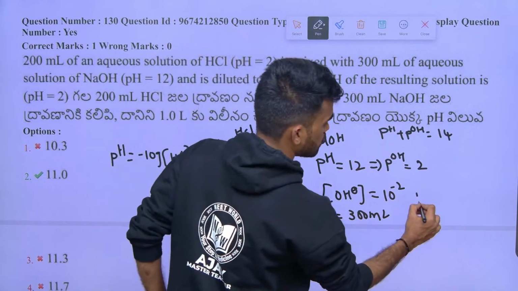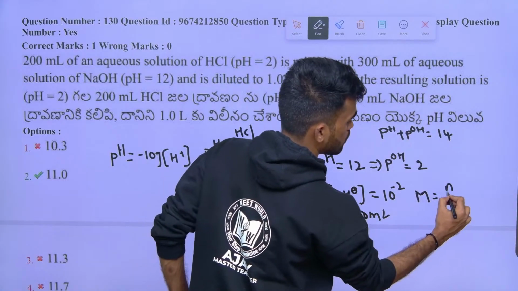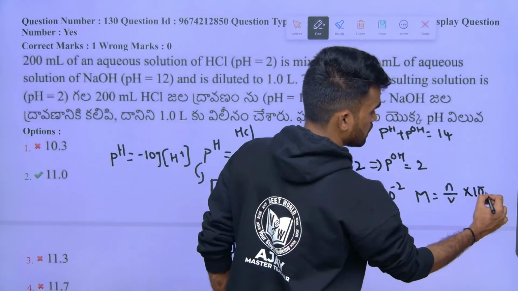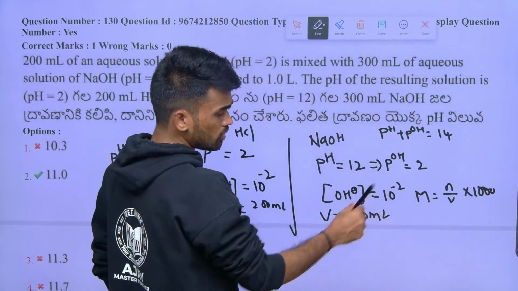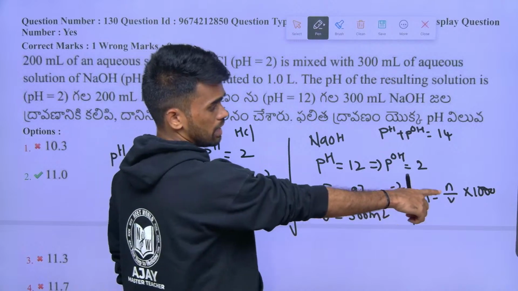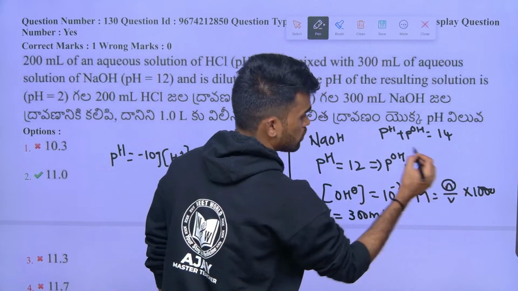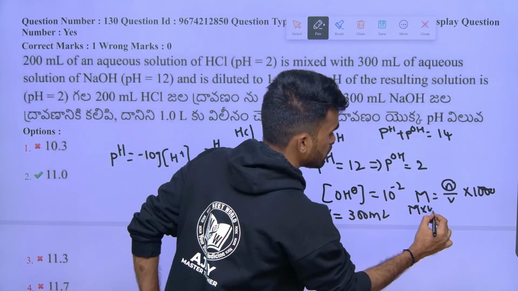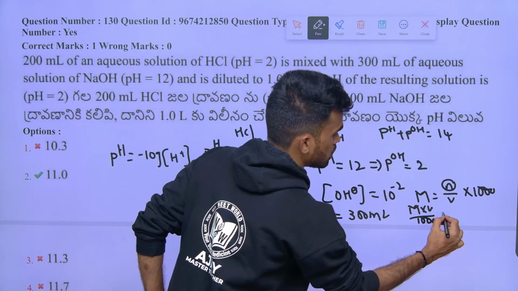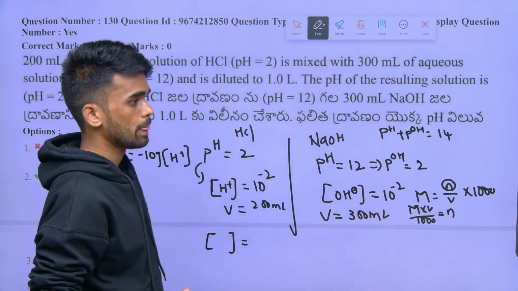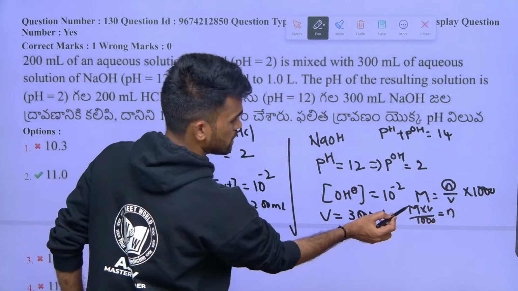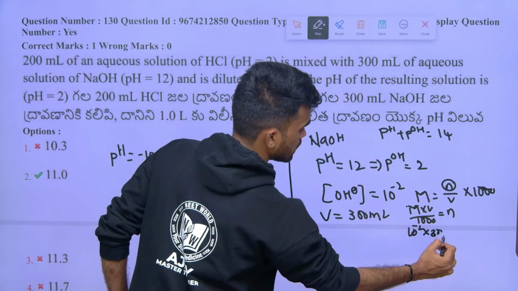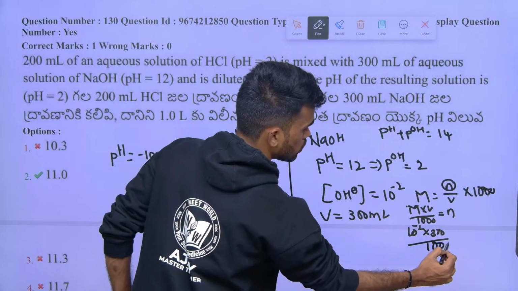See, the molarity formula: molarity equals n by V. For volume in ml, we can write M equals n by V into 1000. So if I want to find the number of moles, I can write n equals M into V by 1000. So from this, the number of moles: concentration is 10 power minus 2, into the volume 300, by 1000.